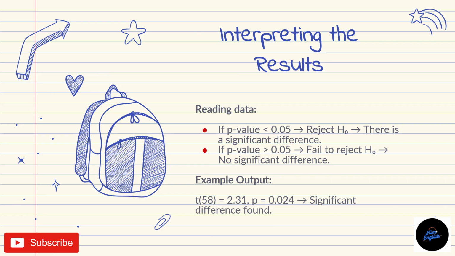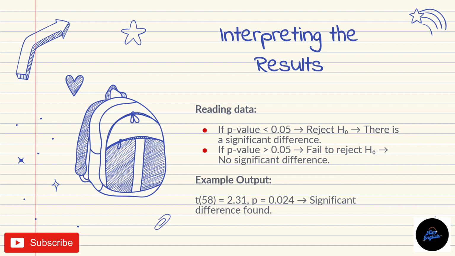And this is the rule on how to interpret the results of the p-value. Just like in the previous video when we discussed the paired sample t-test, the way to read the data is still similar. If the p-value is less than 0.05, it means that we have to reject the null hypothesis. So there is a significant difference. If the p-value is higher than 0.05, it means that we fail to reject the null hypothesis, or in other words, we know that there is no significant difference.